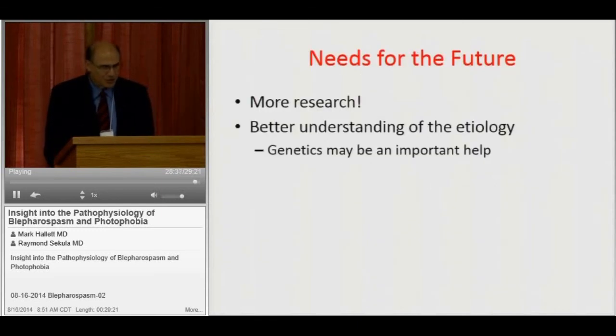So I think the needs for the future are pretty clear. We need more research activities, both in understanding the etiology of blepharospasm and photophobia. Genetics, I think, in relation to what we're thinking about in terms of blepharospasm is clearly important, and there is this great revolution going on in medicine that I described earlier with respect to genetics, and I think that as we learn more about genetics here, we will understand a lot more about different diseases, including blepharospasm. So that's where we are with our understanding of these situations at the moment.